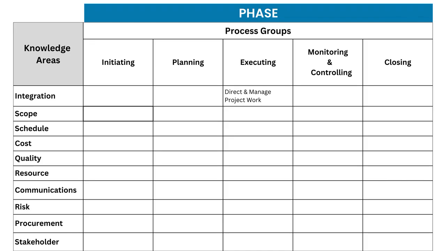Direct and manage project work process. The direct and manage project work process involves executing the activities outlined in the project management plan to create project deliverables and achieve established objectives. This process ensures the efficient allocation and management of available resources while addressing any necessary changes arising from the analysis of work performance data. It integrates technical and organizational aspects to guide project execution effectively.